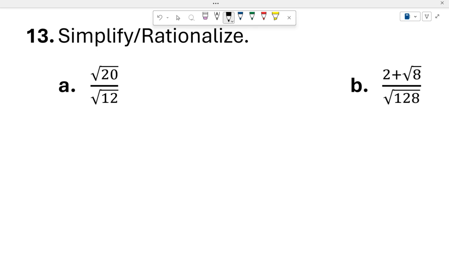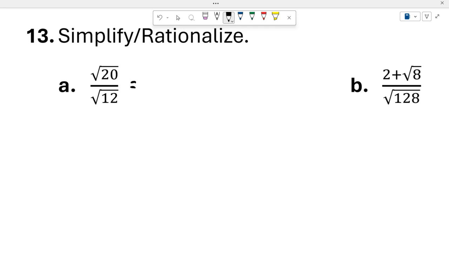There are a couple of ways that you could start this problem. The way that I'm going to start is I notice that both root 20 and root 12 can be simplified on their own, regardless of the fact that one's in the denominator and one's in the numerator. So I'm actually going to do that first. There are other ways of starting this problem, but this is how I'm going to do it.